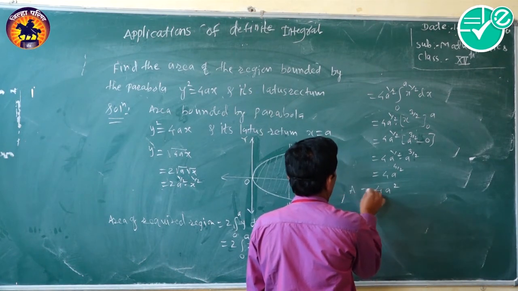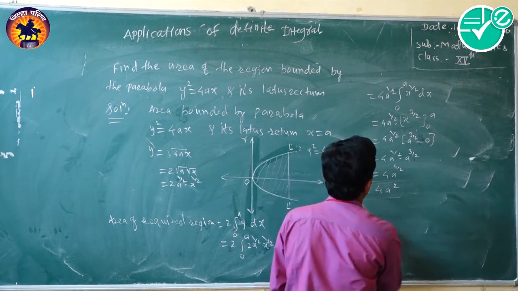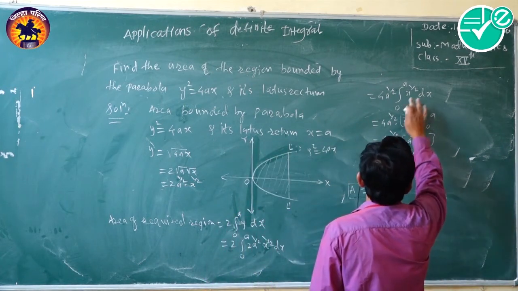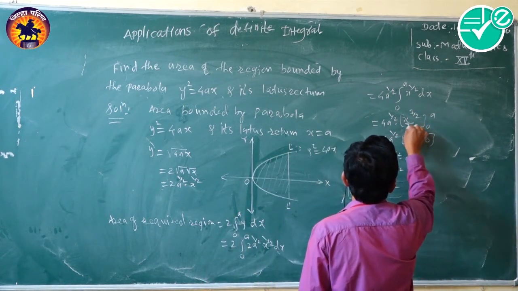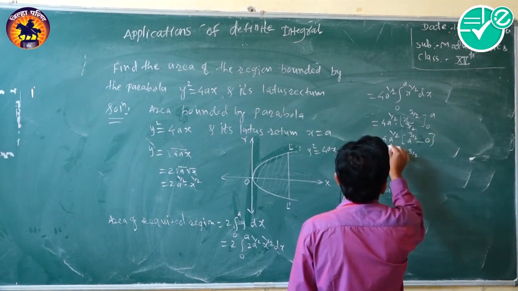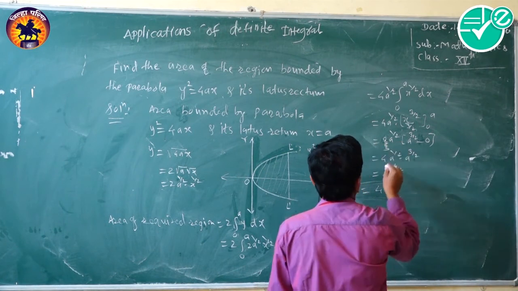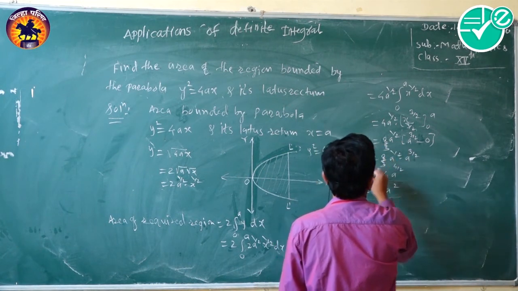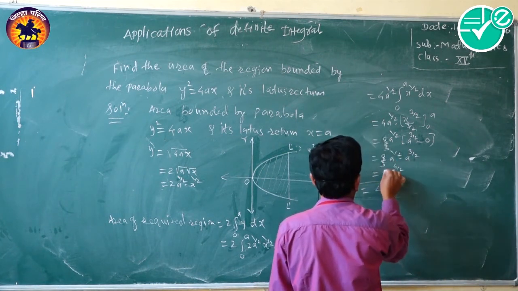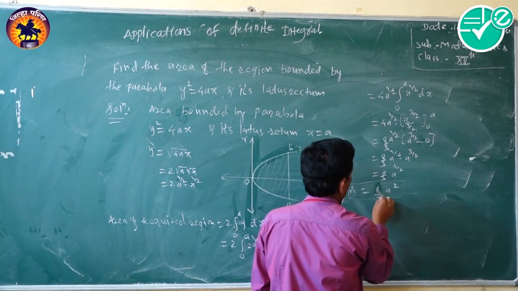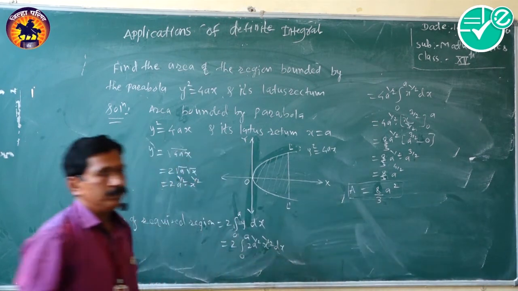This is the area. Integration gives x raised to 3 by 2 divided by 3 by 2, and this is nothing but 2 into 8 by 3. This is 8 by 3 a square.